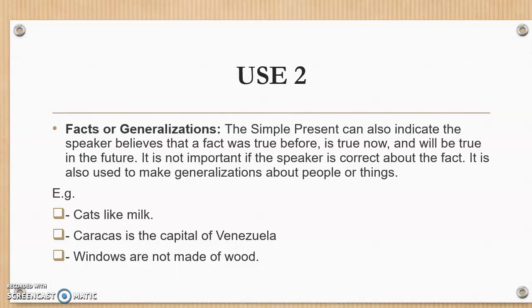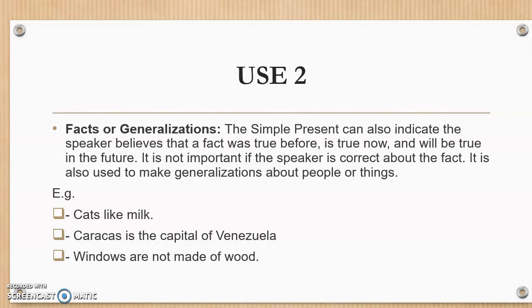For example here, cats like milk. Do you believe that all cats drink milk? I don't think so. So this opinion can be true, or it can be not. It's talking about cats in general.